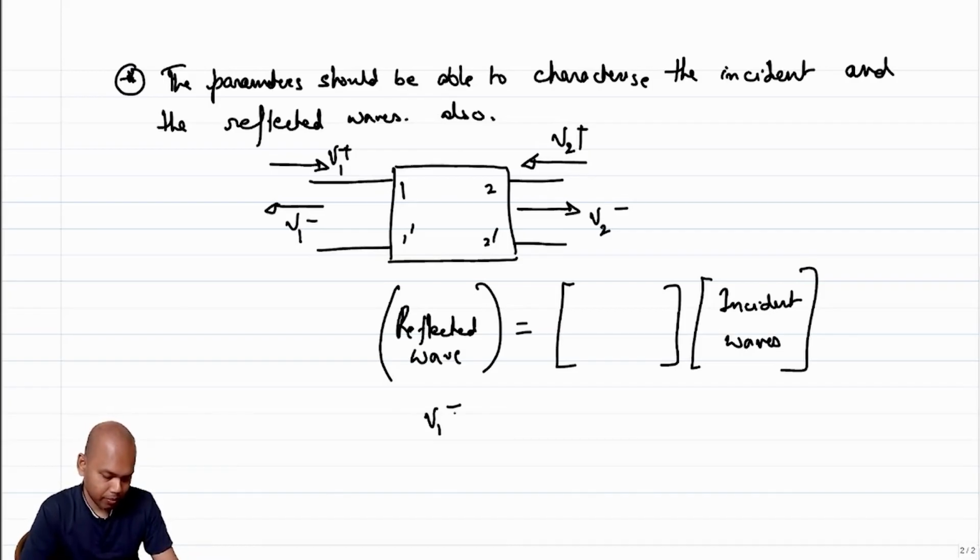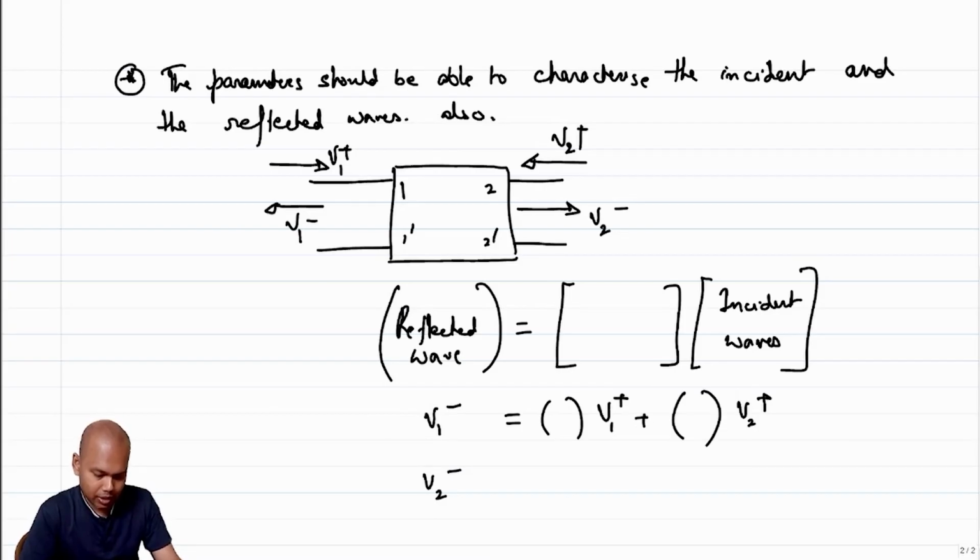So essentially, what are the reflected waves? Reflected waves are V1 minus and V2 minus, right? And what is the incident wave? They are V1 plus and V2 plus. So if everything is a linear time invariant network, I can basically say this is a linear combination of V1 plus and V2 plus. So I'll have something here plus something here.